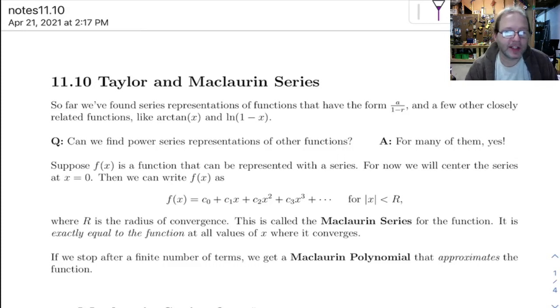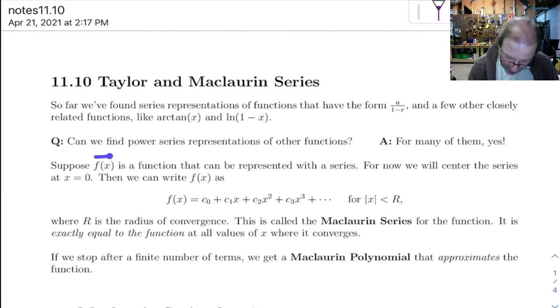All right, this is the last topic we're going to look at in this class, and it's Taylor and Maclaurin series. So far we've looked at series representations of functions, but we've only looked at the functions that were really kind of easy to do. Things that had the form a over 1 minus r, and a few other things that were closely related, like arctan and natural log of 1 minus x.